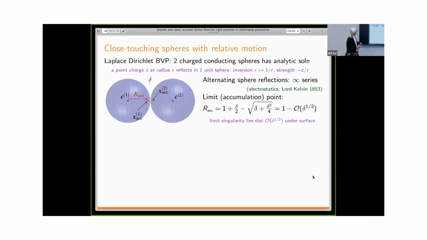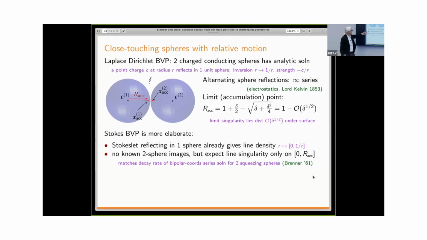So Lord Kelvin, 150 or 170 years ago, wrote down an analytic solution for two charged conducting spheres near each other. It's a sort of brilliant idea. It says, treat the charge of one sphere as a point charge, reflect that to the other sphere, for which there's an analytic formula, keep reflecting it, alternate, and you get an infinite series, and there's an accumulation point for that series. At some radius called Rac, which is basically 1 minus the square root of the separation. And that tells you where the singularity is.